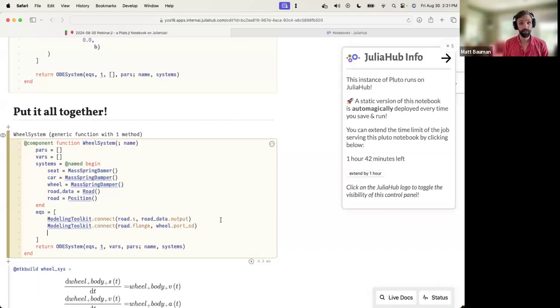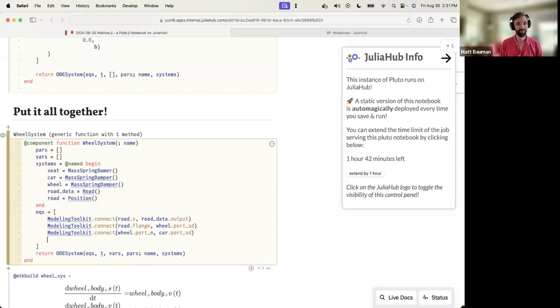So what do we need to do? We just need to add a few more connect statements here. ModelingToolkit.connect, and we connect our wheel.port_sd or port_m to the car.port_sd, right? And we connect our car.port_mass to the seat.port_sd, right? And so on and so forth. This is just drawing those lines between the boxes, and it's really that straightforward to do. I'm not going to run this here in the interest of time.